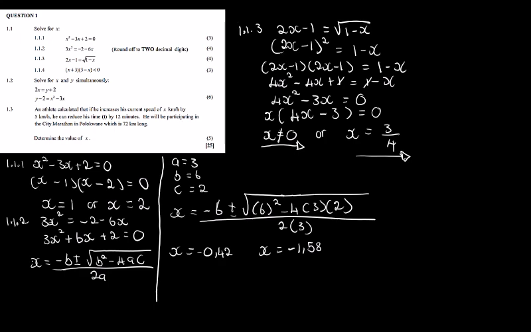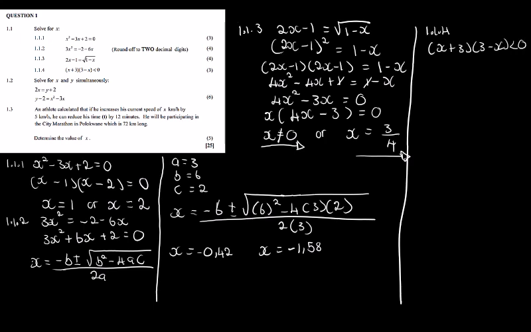So question 1.1.4, I'll do it this side. It's a quadratic inequality. So we have x plus 3 into 3 minus x is less than 0.